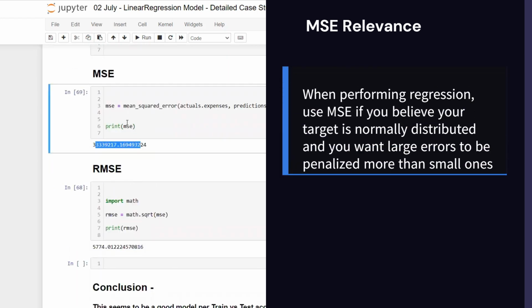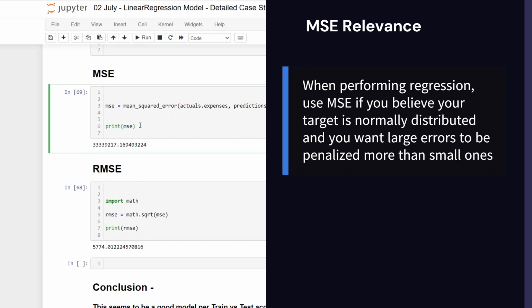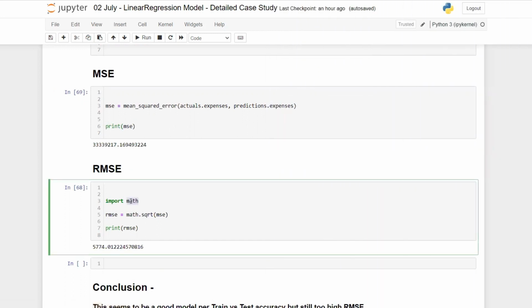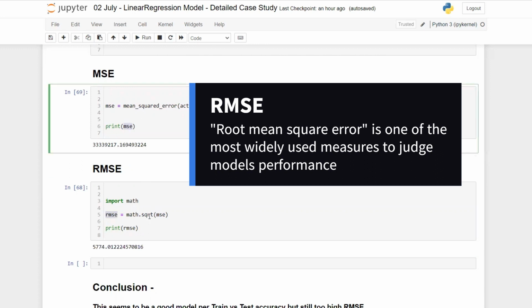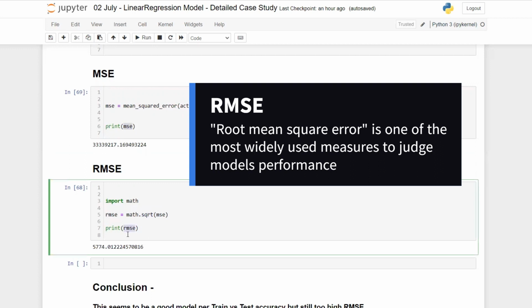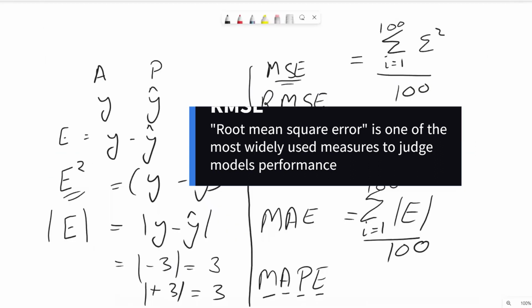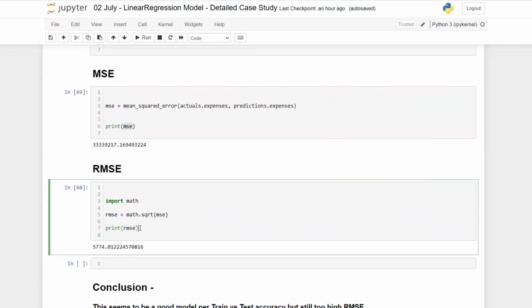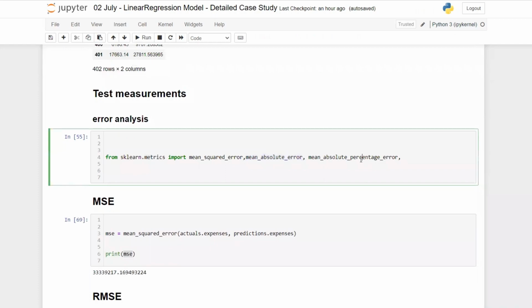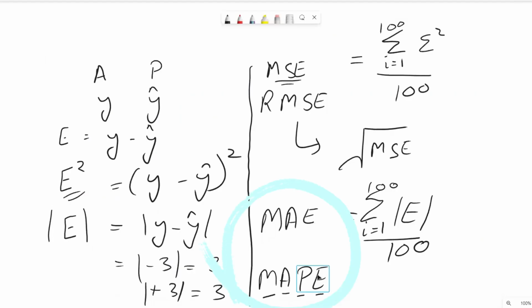It is a very huge error because it's a squared error, so it will be very high. And for RMSE, I'm importing the math package. I'm using the square root function of the math package, passing the MSE value to it. I already have the mean squared error, so I use the square root function and I get the RMSE value, 5774. So RMSE is the square root of MSE. Similarly, you can calculate MAE or MAPE. If anyone asks you about these formulas, you can very easily calculate and explain them mathematically also.